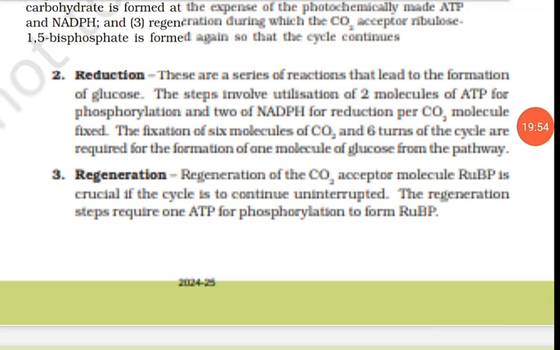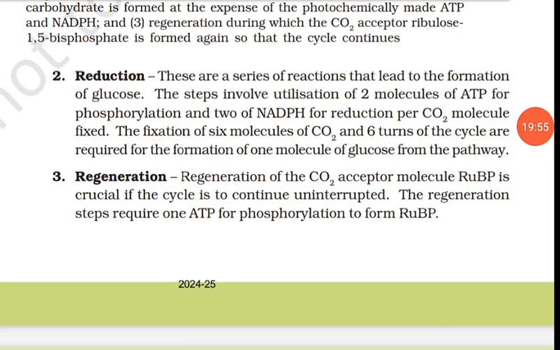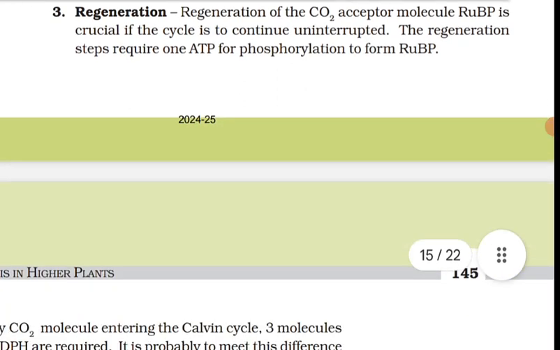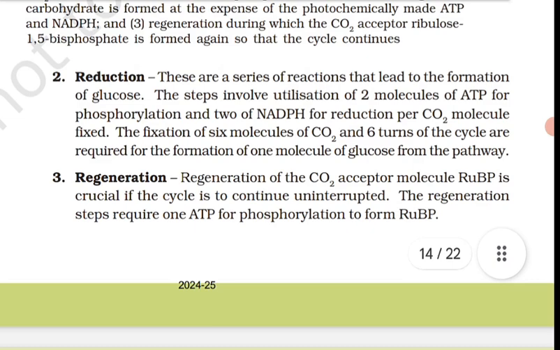Hence, for every CO2 molecule entering the Calvin cycle, 3 molecules of ATP and 2 of NADPH are required. It is probably to meet this difference in number of ATP and NADPH used in the dark reaction that the cyclic phosphorylation takes place.